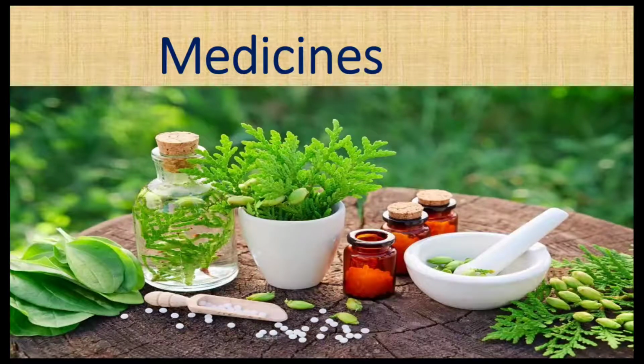Medicine. Look at the picture, boys. You can see different types of herb plants kept there and the medicine bottles and tablets. Can you see? These are made from plants. Herbal plants help us to make medicine which cures our diseases. For example, tulsi, neem, clove, turmeric, eucalyptus.